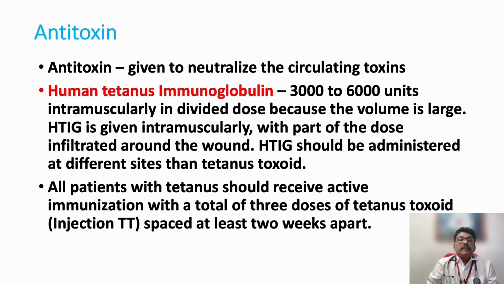Human tetanus immunoglobulin should be administered at a different site than TT. Tetanus toxoid should be given in one side of the deltoid, and the other injection, human tetanus immunoglobulin, should be given partly around the wound, partly around some other area other than where we gave tetanus toxoid. All patients with tetanus should receive the active immunization schedule for tetanus, so tetanus toxoid should be given, at least 2 doses at least 2 weeks apart.